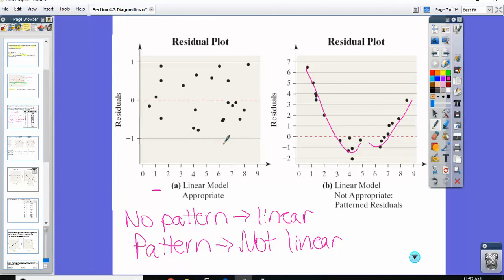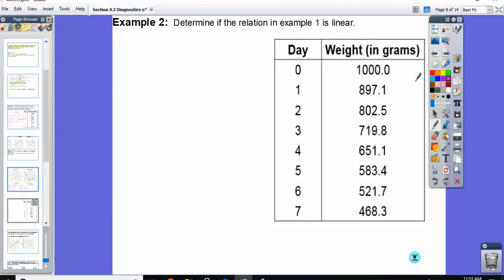So let's look at one. Using that same set of data that we were looking at, I want to decide if this is linear. Looking at the R and the R squared, it seems pretty good, didn't it? So what we're going to look at now are the residual plots.